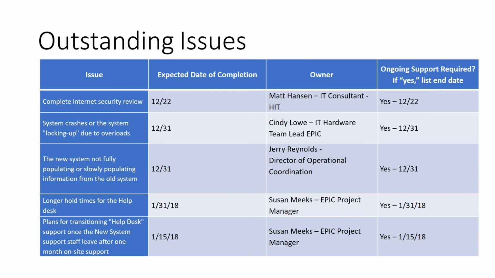So although we're about to wrap up, the majority of our outstanding issues are around the handoff to Epic tech support. The others you'll see here are some just-in-case double-checking checkpoints that we had to issue change requests for in order to extend the timeline a little bit. And so we want to complete an internet security review, and check for the system crashing or locking up due to overload. So we just want to take a double look at that. But the majority of these are just the handoff to Epic once we depart from the project planning.